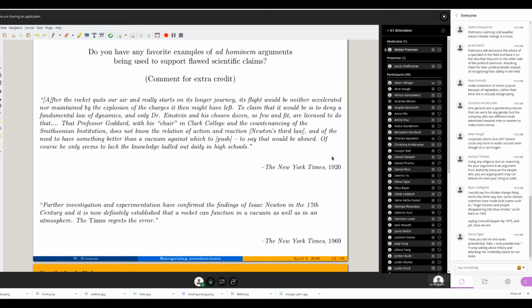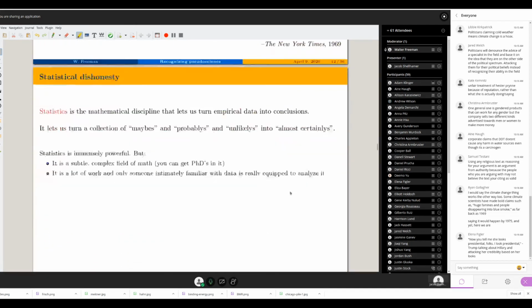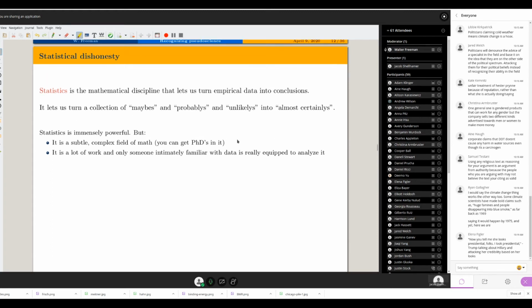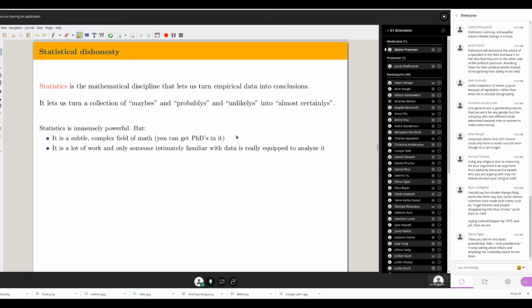So yeah, there's a huge variety of paper topics lurking in the realm of ad hominem attacks, and you all have given me some great examples here. I want to now pivot to talking about dishonesty in statistics.